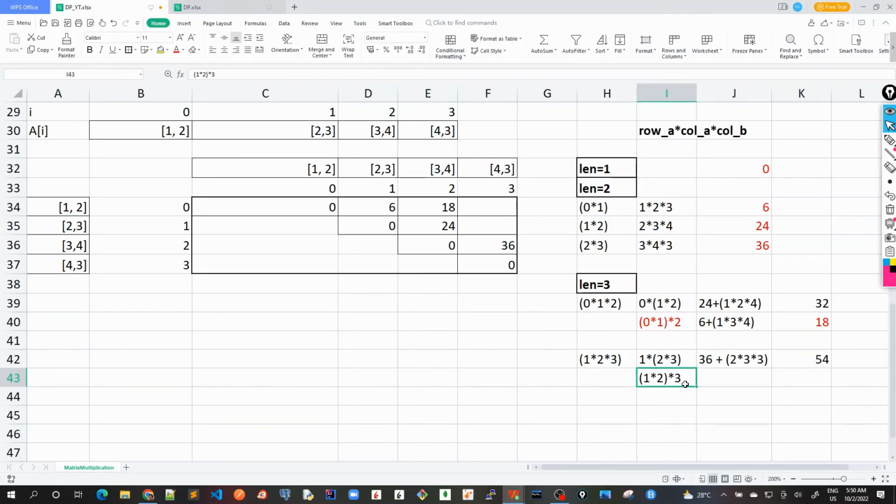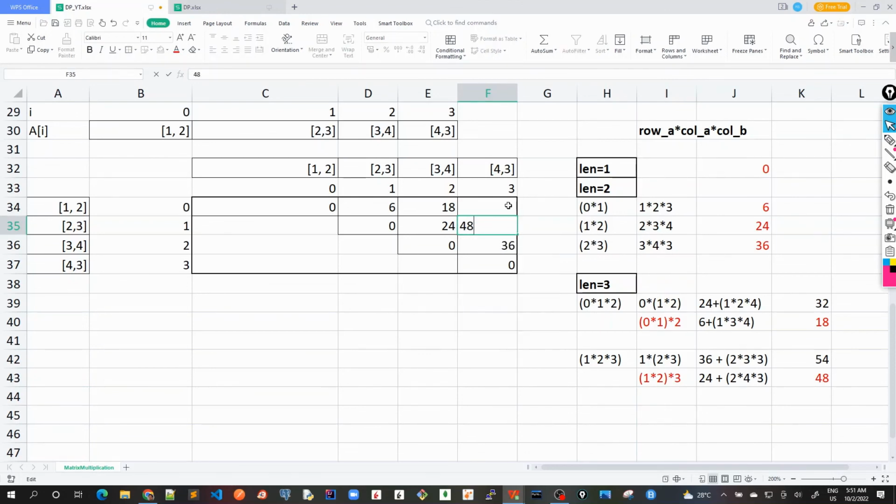Similarly, I will calculate the second possible scenario for 1 multiplied by 2 multiplied by 3. So 1 by 2 we have already calculated as 24, plus 2 multiplied by 4 multiplied by 3, so it would be 48. Again, for this combination, we see that 48 is the minimum cost of operation involved when we use this case. So that's why I will put 48 here.